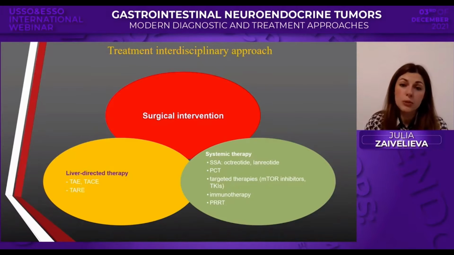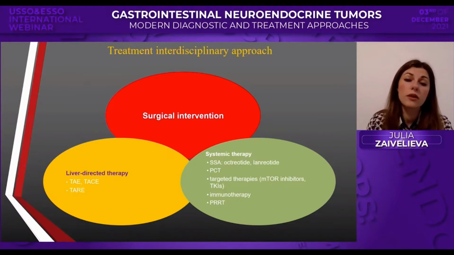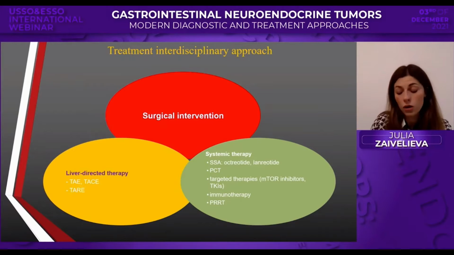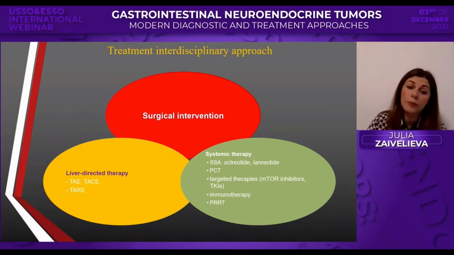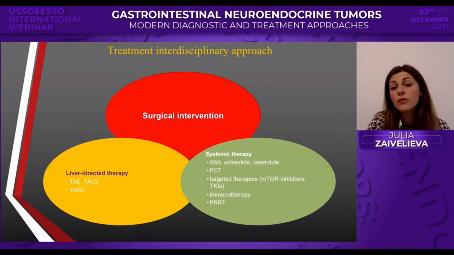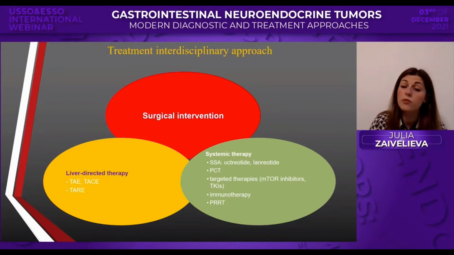Of course, we need an interdisciplinary approach in the treatment of NETs. First of all, it's surgical intervention. Also, we can use liver-directed therapy like transarterial embolization, transarterial chemoembolization, radioembolization, radiofrequency thermal ablation, and for advanced stages, we have systemic therapy. It's somatostatin analogs, polychemotherapy, targeted therapies like m-TOR inhibitors and tyrosine kinase inhibitors, immunotherapy, and peptide receptor radionuclide therapy.